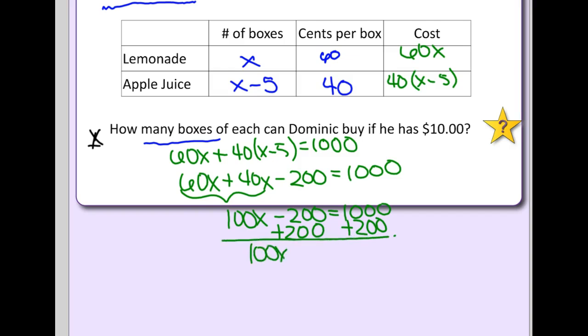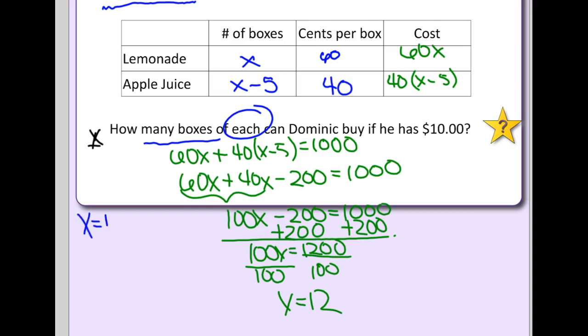So now I've got 100x equals 1,200. If I divide both sides by 100 to get that x alone, x equals 12. Now we found x, but what was the question? Well, the question says how many boxes of each. So when we found x, if x equals 12, then we know that he bought 12 boxes of lemonade.